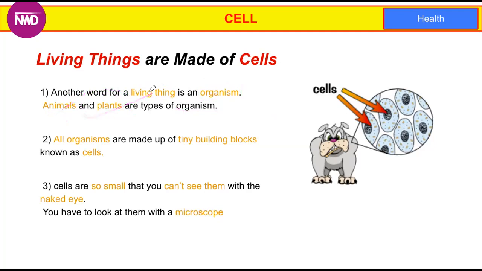All the animals and plants, or all the living organisms in the world, are made up of tiny building blocks known as cells. Can you see this creature here? It is made up of something which cannot be seen by your naked eyes, but when you put it under a microscope, you will see it is made up of structures like this, and this tiny building block is known as a cell. I hope this is clear. We will move forward to the next topic.